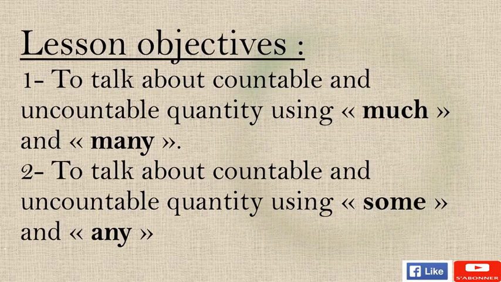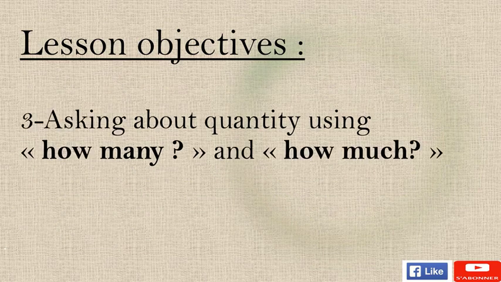Lesson objectives. First, to talk about countable and uncountable quantity using much and many. Second objective is to talk about countable and uncountable quantity using some and any. Lesson objective number 3 is asking about quantity using how many and how much.